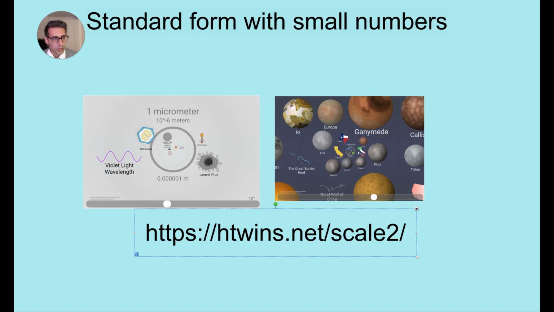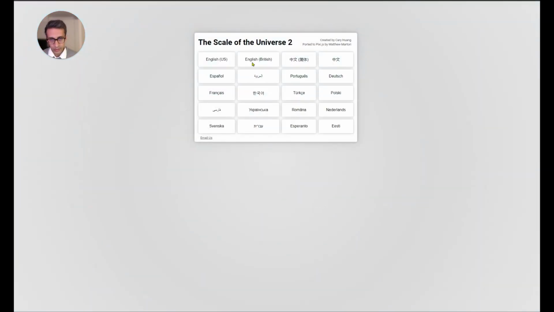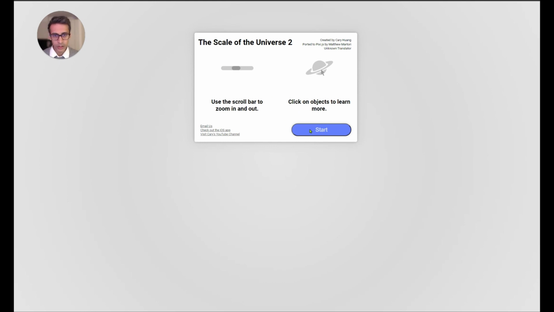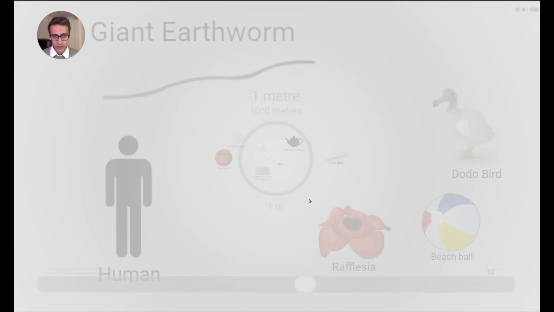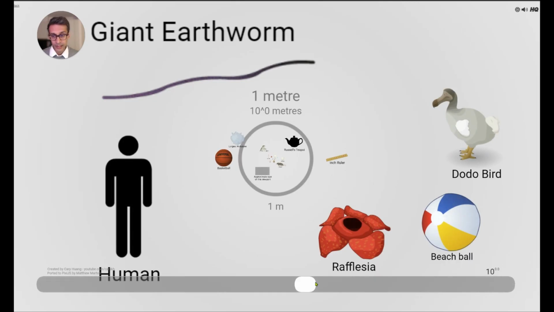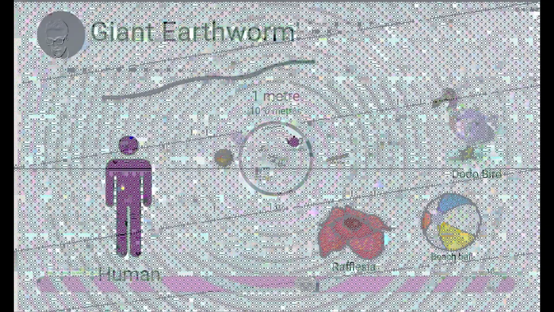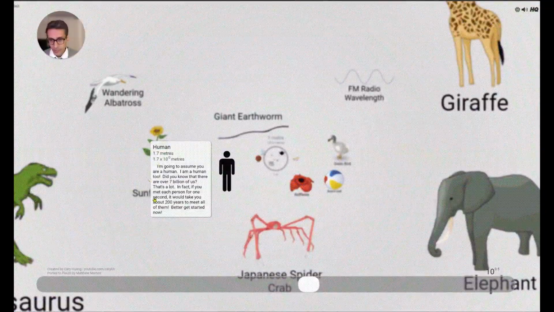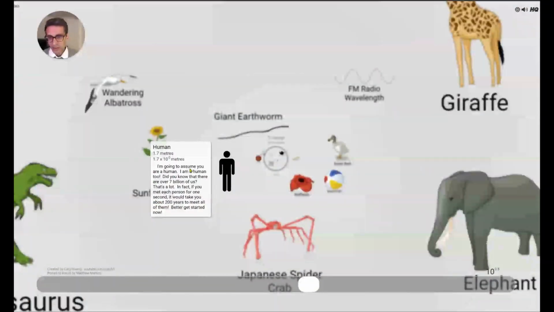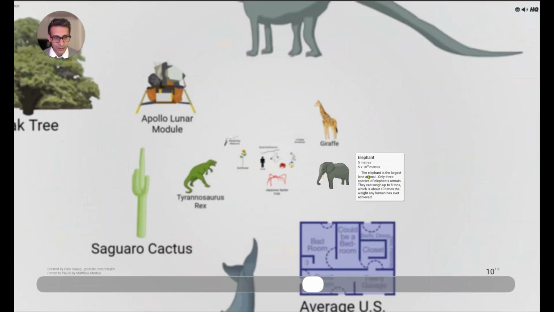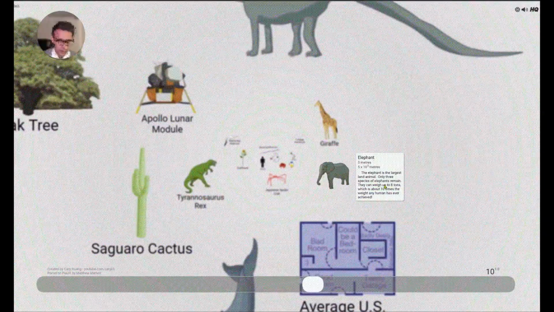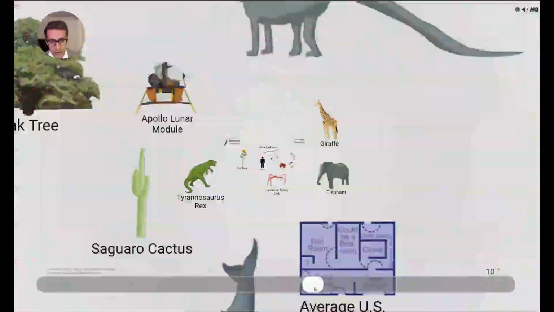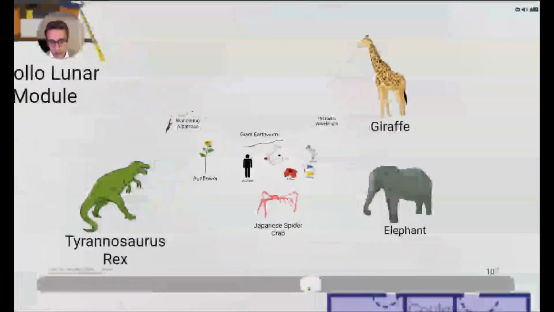/scale/2. It takes you to this little website. You can choose a language, and then when you go to start, you can use the scroll bar on the bottom to zoom in and out. So this is the typical height of a human being, and it tells you a fact about humans, so how tall they are. You might click on, for example, an elephant. It's the largest land animal. Only 3 species of elephant remain, and you can use this scale to zoom in or out.